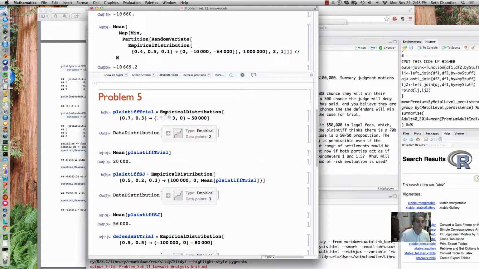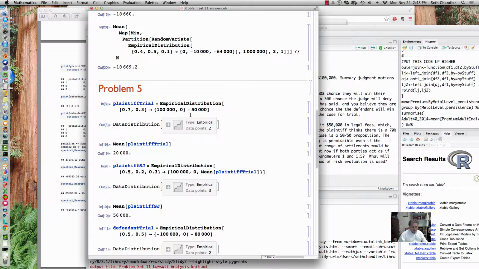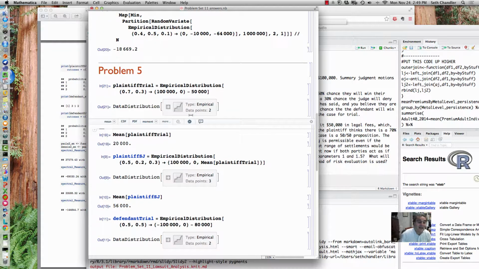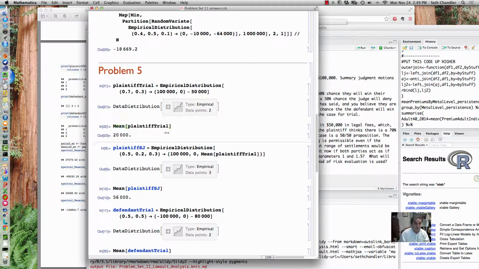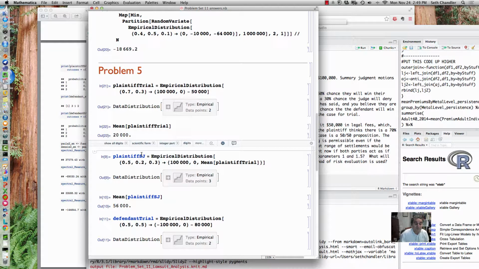Okay, so first of all, let's construct the trial, the second level lottery in our compound. And I'm going to make that an empirical distribution. There's a 70% chance we win $100,000, a 30% chance we get nothing, but we're going to subtract from that the $50,000 in litigation expenses. So that's my plaintiff trial lottery. And if we ever got there, the mean of that distribution is $20,000. Okay? At summary judgment, we're going to represent the compound lottery as follows. We're going to say it's an empirical distribution with, and I know what I've done wrong. Okay.